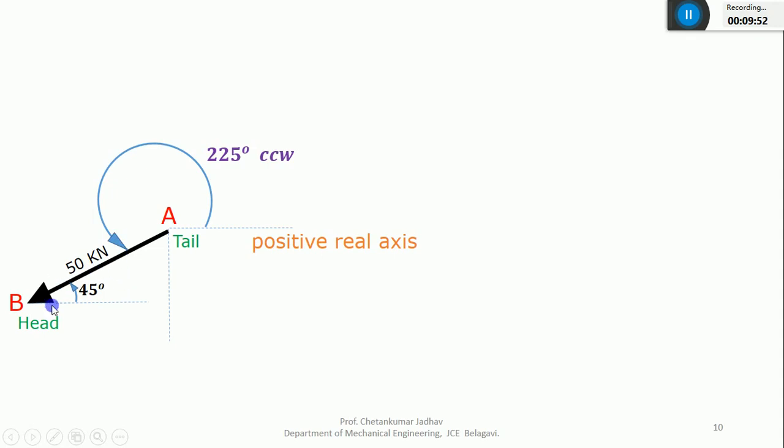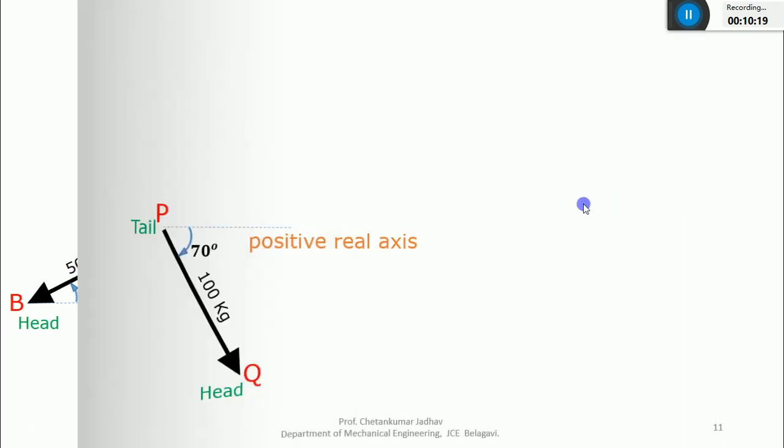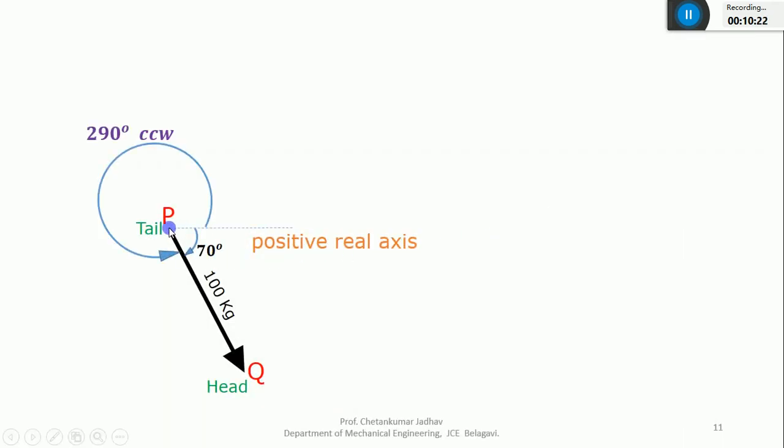The given thing is different. This vector is making the angle with respect to the positive real axis in a counterclockwise direction, but the reference is the head. That's why I need to calculate the angle with respect to the tail and the positive real axis. I'll get 225. So finally, I'll substitute theta as 225 and the magnitude as 50, because the magnitude of the vector is given as 50. So I'll get this one, and this is one more problem.